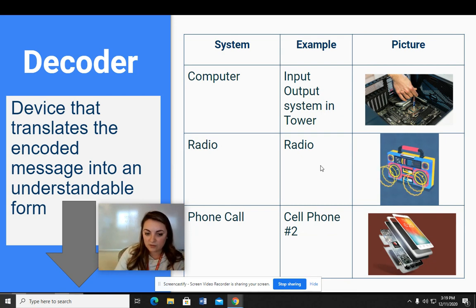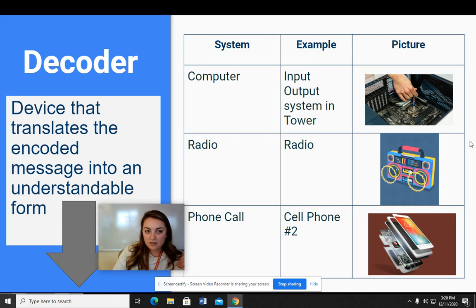In a radio, this is the radio itself. The radio is going to decode those electrical signals given off by the radio transmitter, and play the actual music or the voice of the person hosting the radio show. In a phone call, it's the second cell phone. So our cell phones are the encoders and also the decoders. When that phone call is received by the cell tower, it's still in electrical signals. Your cell phone will decode that message and play it through the speaker so that you can hear the person's voice that's talking to you. So you can pause, type that in.